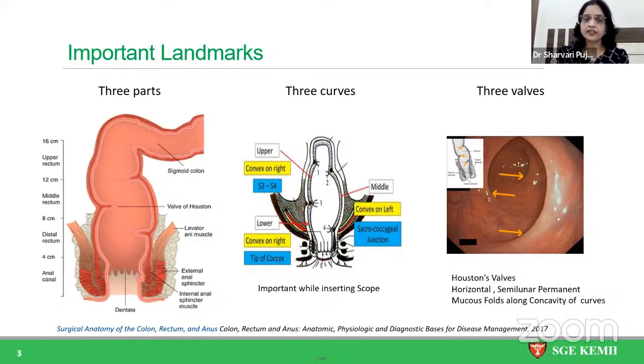It has 3 curves, 2 convex on the right side and the middle 1 convex on the left side. These are important for insertion of the scope. When the scope is inserted, the most prominent thing which is seen first is the presence of Houston's valves, which are the horizontal semilunar permanent mucosal folds in the lumen, which correspond to the concavity of the curves.